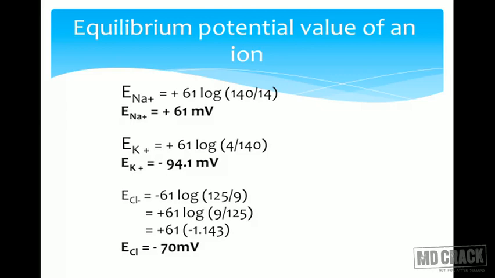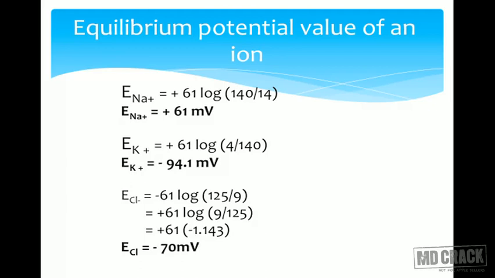When I say the equilibrium potential value for the sodium ion is plus 61 millivolt, what is the meaning of that? When the membrane potential value is plus 61 millivolt, that means inside is positive, outside is negative. At that voltage, there is no net movement of sodium ion, because the concentration gradient and the electrical gradient force balance each other. The concentration gradient force is directed inside, the electrical gradient force is directed outside, and they cancel each other. So there is no net movement of the ion.